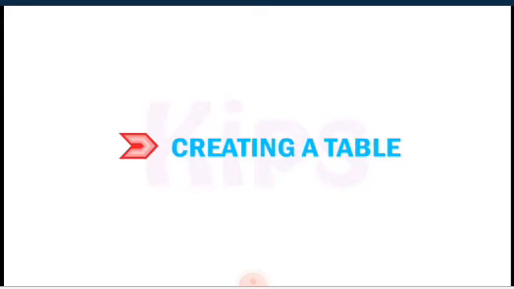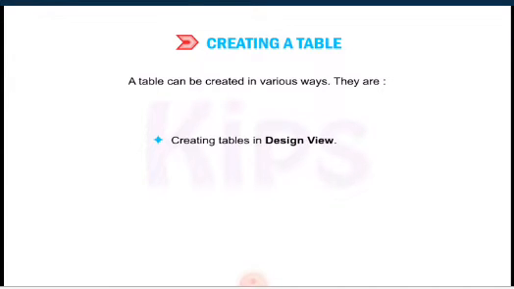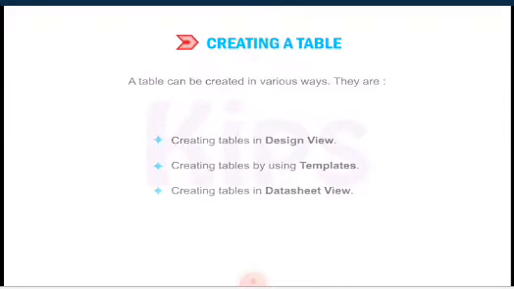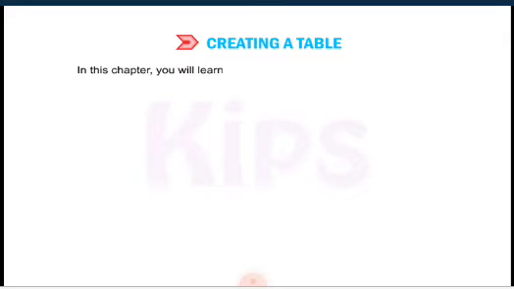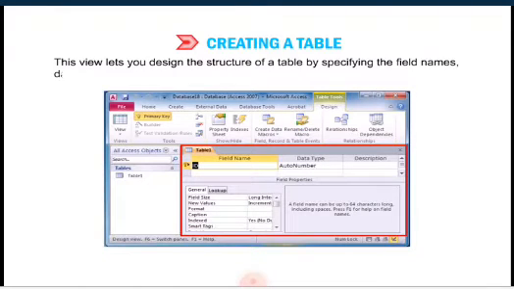Okay, students, let us now learn how to create a table. A table can be created in various ways. They are creating tables in Design view, creating tables by using templates, and creating tables in Data Sheet view. In this chapter, you will learn how to create a table in the Design view. This view lets you design the structure of a table by specifying the field names, data types, and their properties.